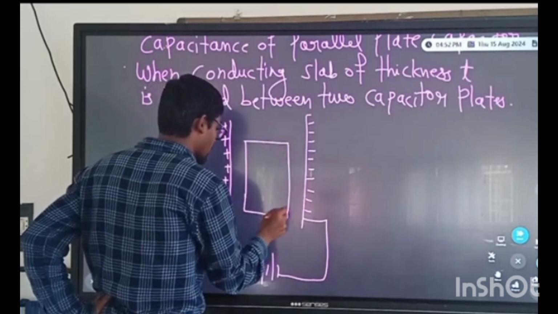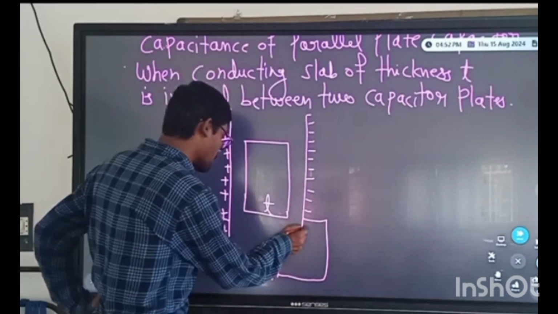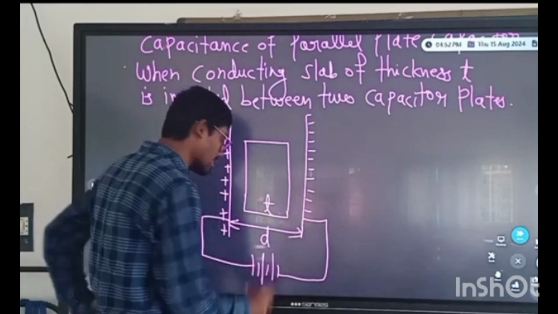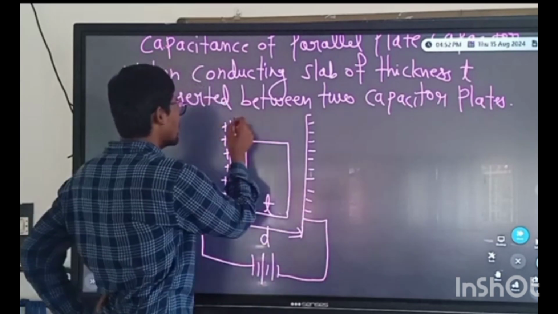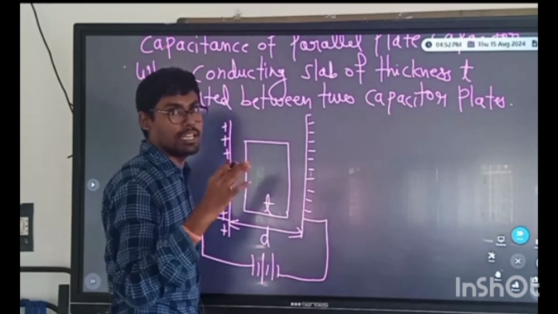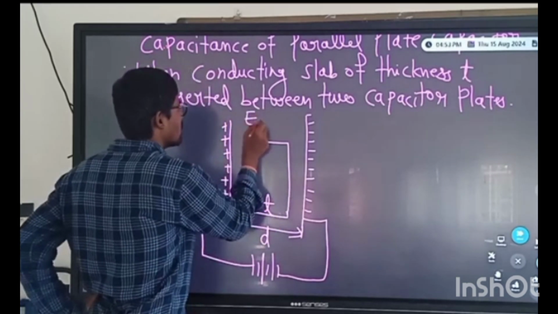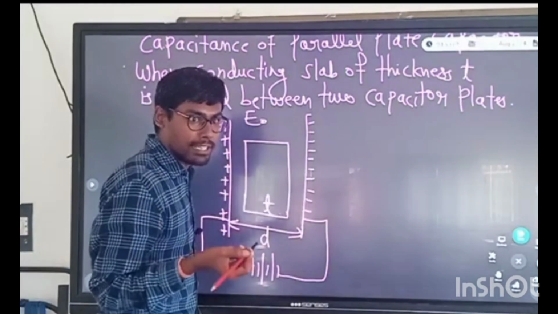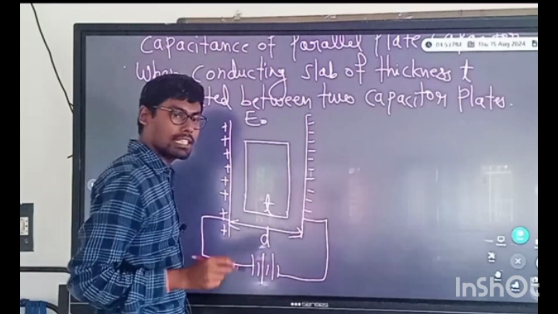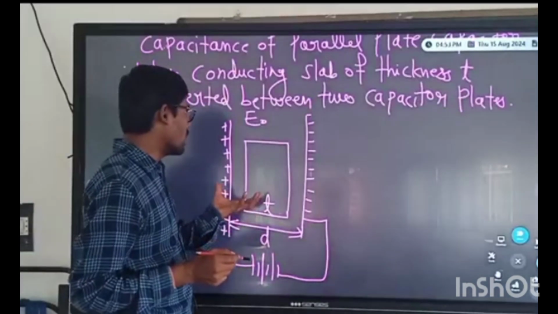Now, when a conducting slab of thickness t is introduced between the two capacitor plates, what will happen? Suppose the separation between the two capacitor plates is d. Let E0 be the external electric field, that is, the electric field initially, before inserting anything.